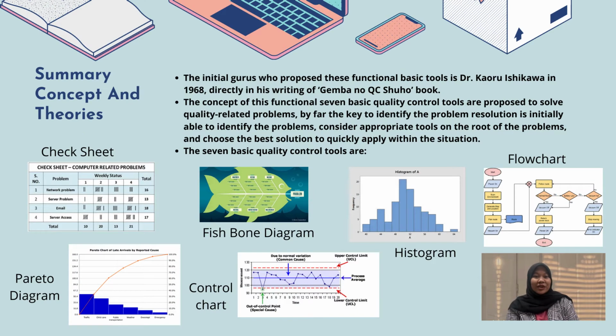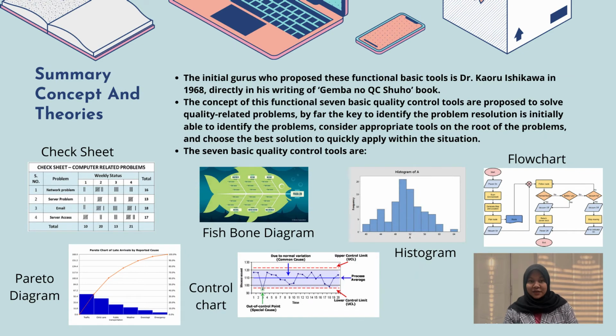Next, I will continue on the summary of concepts and theories. So, the 7 basic quality tools were initially proposed by the quality control guru Dr. Ishikawa in 1968. The concept of these functional 7 basic quality control tools is to solve quality-related problems. The key is firstly to identify the problem, then consider which appropriate tools are reliable within the situation of the problem.